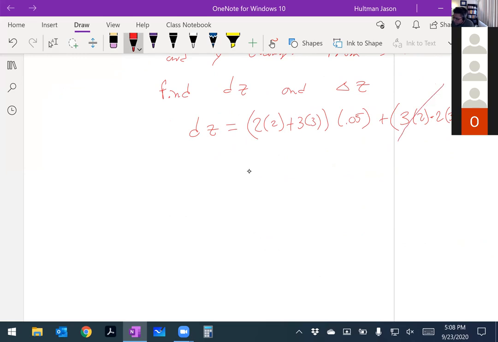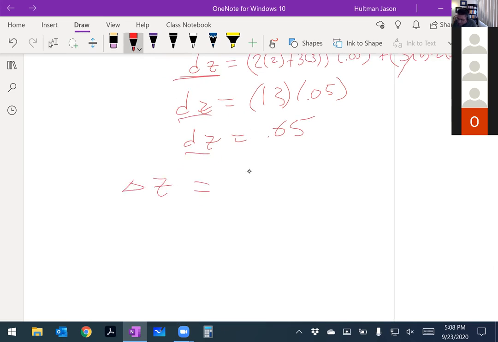So this thing goes to 0, which is nice. So dz is equal to, what is this? 9 and 2 and 4 is 13 times 0.05. So the change in z is 0.65. Okay, so that's the change in z there, 0.65. Now, the reason we do this is because this was easier to calculate than possibly what delta z would be. And delta z, again, is f of x2, y2 minus f of x1, y1.